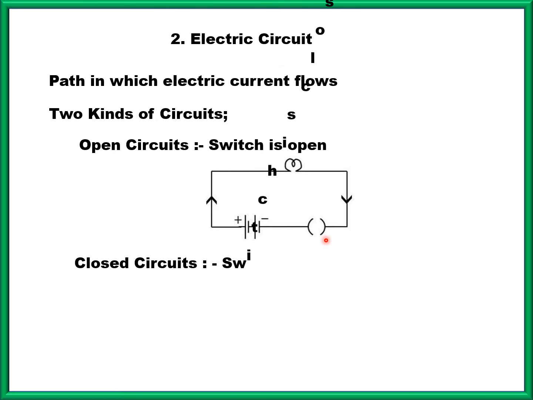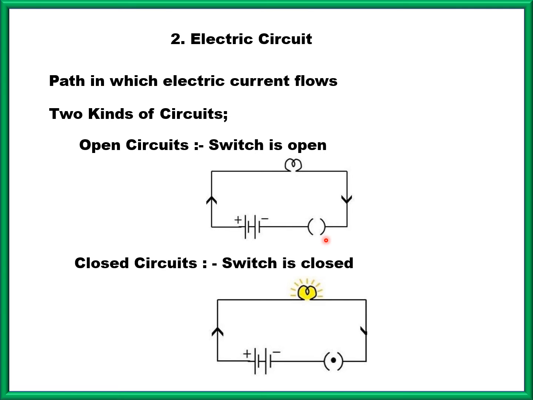Now second type of circuit is closed circuit. Here switch is closed. Here you see, this is how we draw a key which is closed. When switch is closed, we say it is a closed circuit and electric current flows in it. You can see the difference. In the first picture, this bulb is not glowing, and in the second one, the bulb is glowing. That shows electric current is flowing in the second circuit. Means a circuit in which electric current flows is a closed circuit.